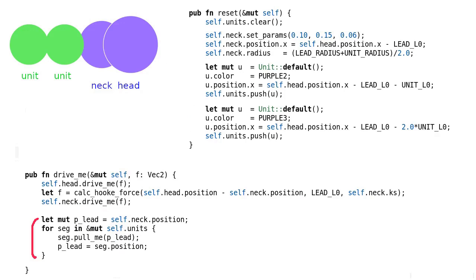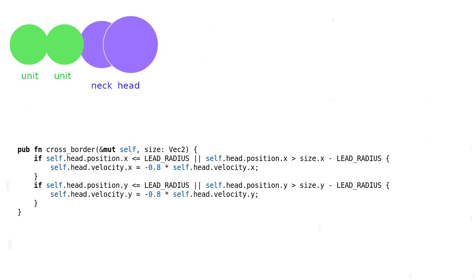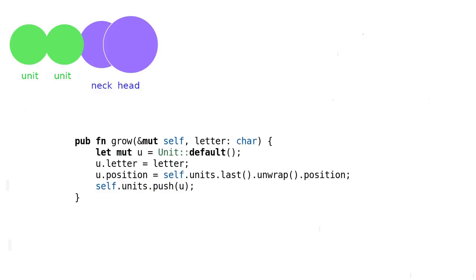Finally, we move the body units. Remember, force calculation is carried out in the pull-me method. The cross-border method checks for boundary collision of the head. Whenever the worm finds a target letter, the worm grows.